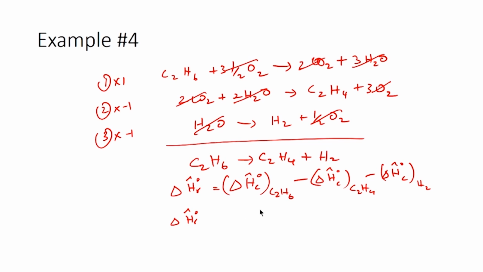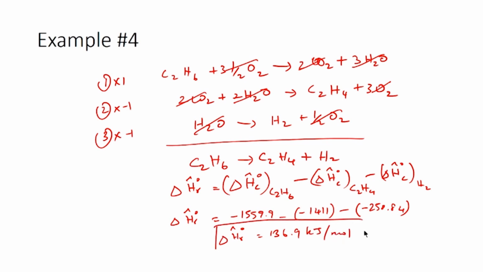So, the heats of combustion for these are minus 1559.9 for C2H6, minus of minus 1411 for C2H4, and minus of minus 258.84 for hydrogen, giving the heat of reaction for the reaction of interest as 136.9 kilojoules per mole. So, this is how we can apply Hess's law for combustion reactions.